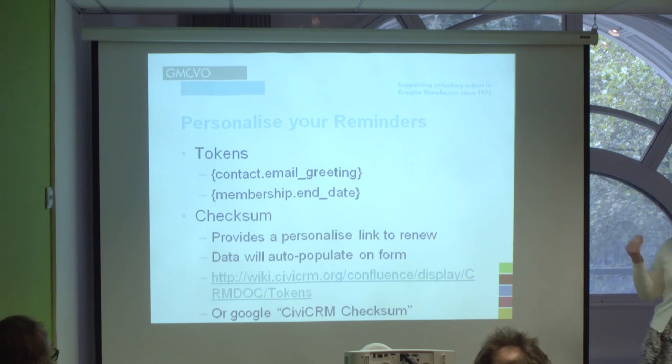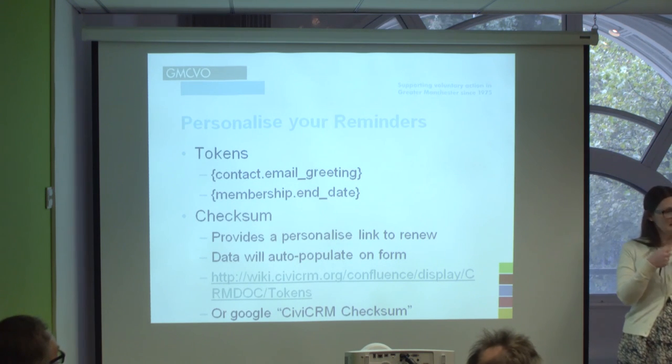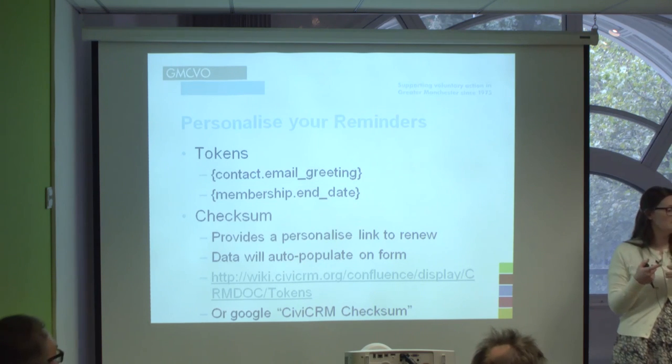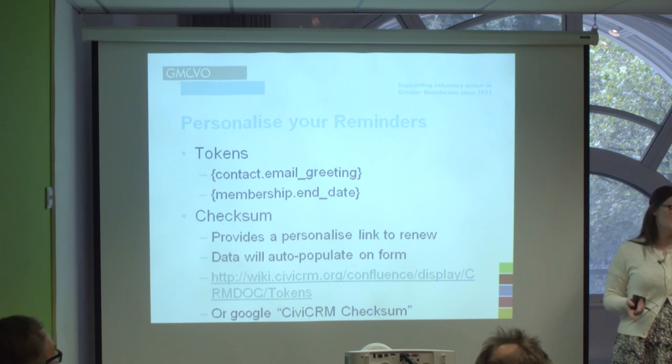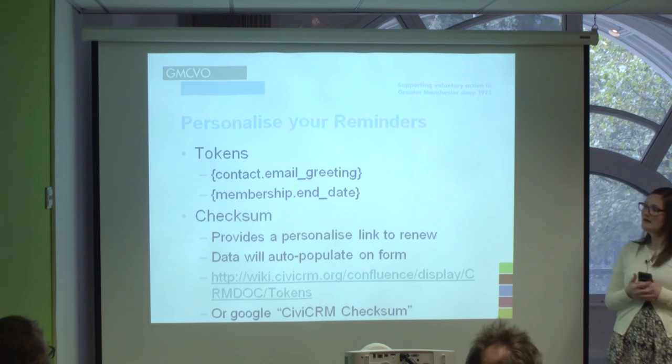And in my reminder, I can also use a checksum link. So again, like we said, it will then present the right message. If it's that renewal message I want to see, by sending out the checksum link, it basically puts a little key into the URL, so it makes that connection between that person's email and their record on Civi. So it will pre-populate the form for them, so they don't even have to type in their name. They can just go, great, that's me. Yeah, I'm happy with that. Submit, pay, and done.